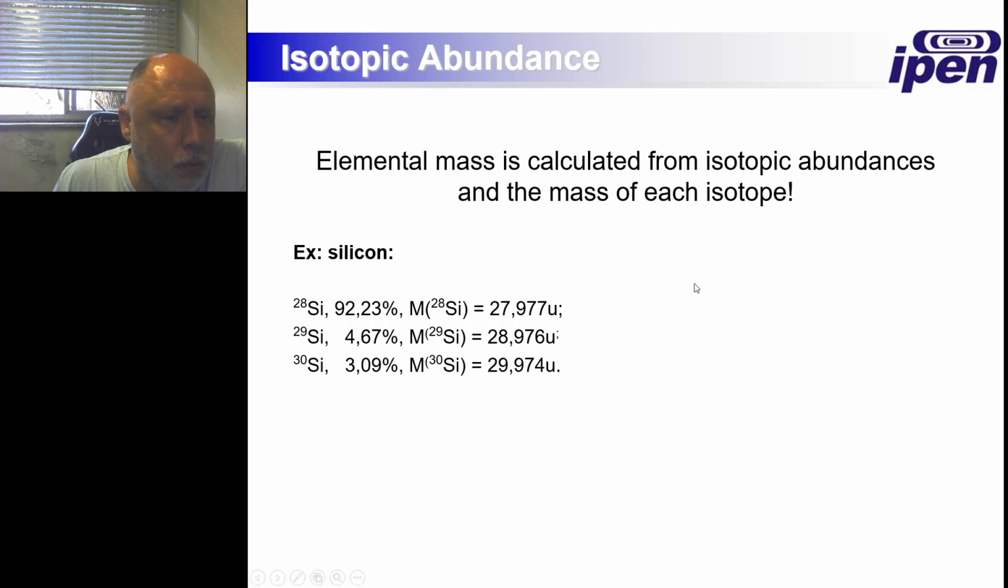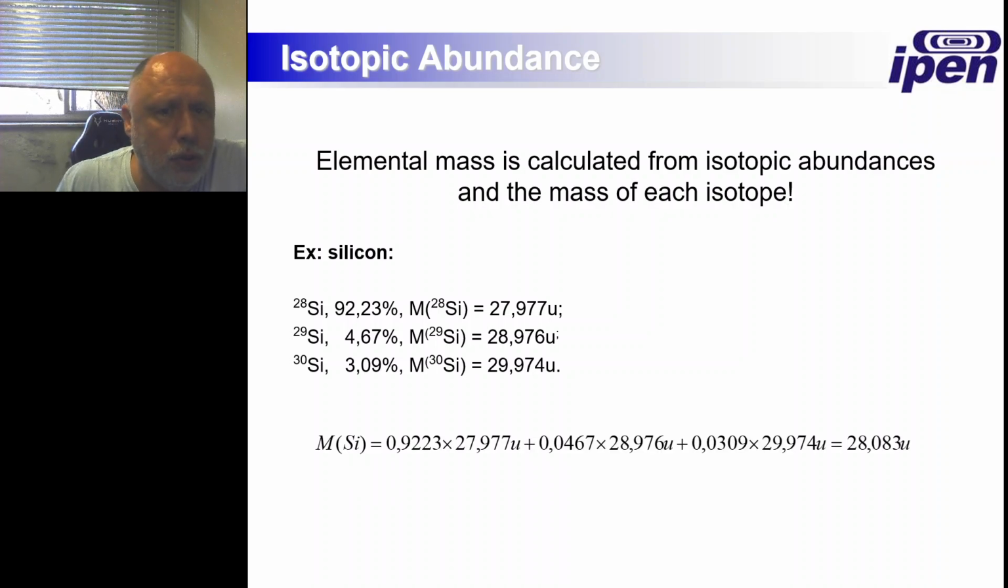And so, what is the chemical mass of silicon? The one you'll find in the tables and everywhere. You just do a weighted average of all this. So you have the abundance of silicon 28 is 0.923, right?